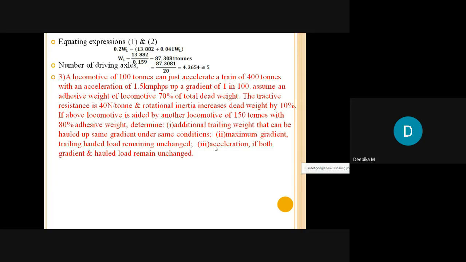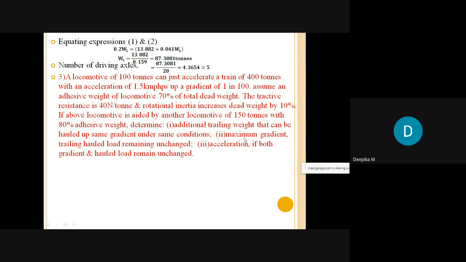So if we do so, then we have to calculate what is the additional trailing weight that can be hauled by the same gradient under the same condition. So we have all the same conditions, then what would be the additional trailing weight that can be hauled up? That means if I add another locomotive, how much more weight can I put on? Now it is pulling only 400 ton. If I add another locomotive, then what would be the other weight I can add to the system? That we need to calculate under the same gradient and same condition.